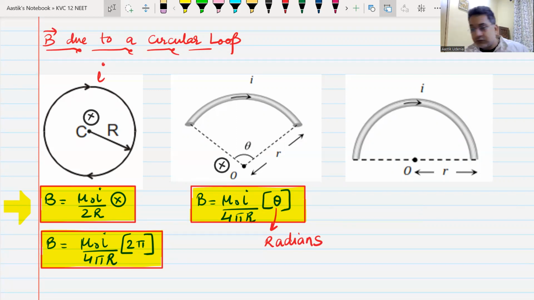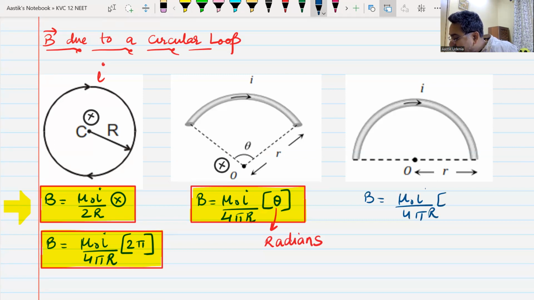Sir, at the center of this semicircular loop, what will be the magnetic field? Mu naught I by 4r. That is correct. You just need to put the value of the angle as pi. Pi is 180 degrees. So you will get the answer B is equal to mu naught I by 4 pi r, simply multiplied by pi, and that will give you the answer.